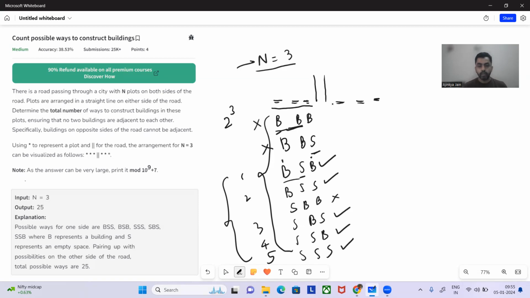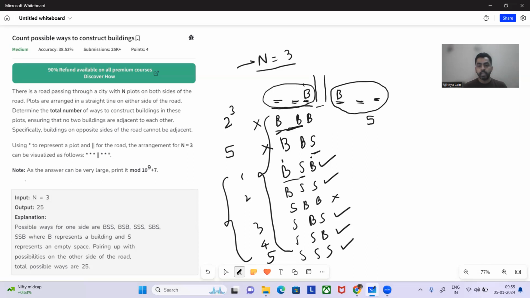We saw we cannot have two consecutive buildings. That's a condition given. We need to have space between the two buildings. So on one side of the road, the possible combinations are 5. We can build buildings in 5 ways. Similarly, on the other side of the road, there will be 5 combinations. Now I can build a building over here and here because there's a space.